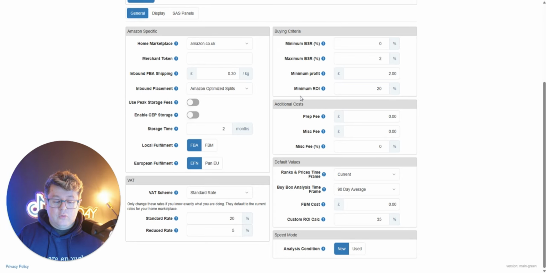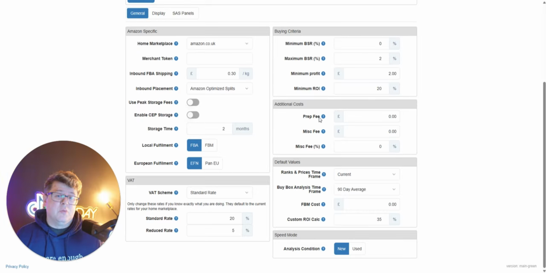A lot of people do miss these ones out here, so we have got the additional costs. So you need to be thinking about what you're selling as regards how do you need to prep them products. So for example, if you was using liquids, you would need to be polybagging your products.